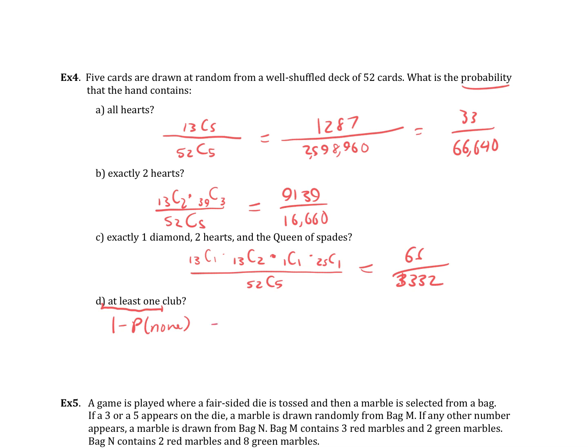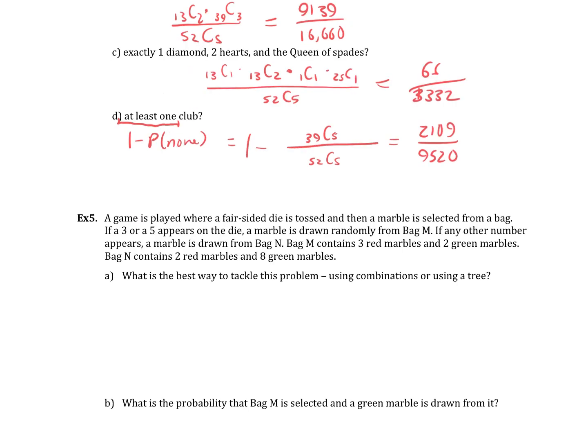So let's do that. 1 minus, okay, then for no clubs, it's going to be 52C5, and I have to take all the non-clubs and pick 5 of them. That's not that bad of a calculation. It turns out to be 2,000 something out of 9,000 something. So, playing cards, say you really want a club and you keep getting cards, you're like, what are the chances I'm not going to get any clubs at all? It's actually kind of low. It's 20% or so. Anyway, there you go.